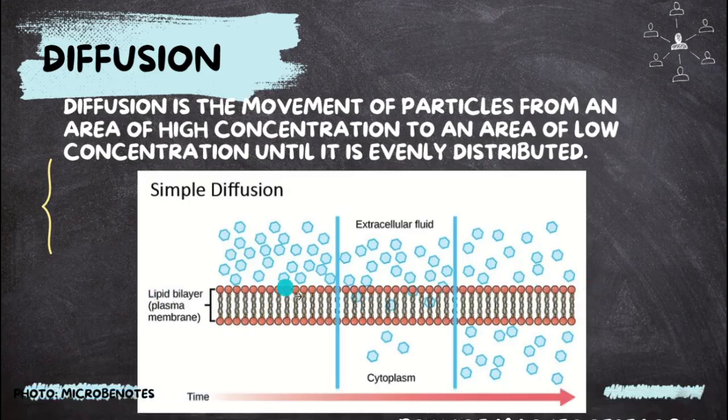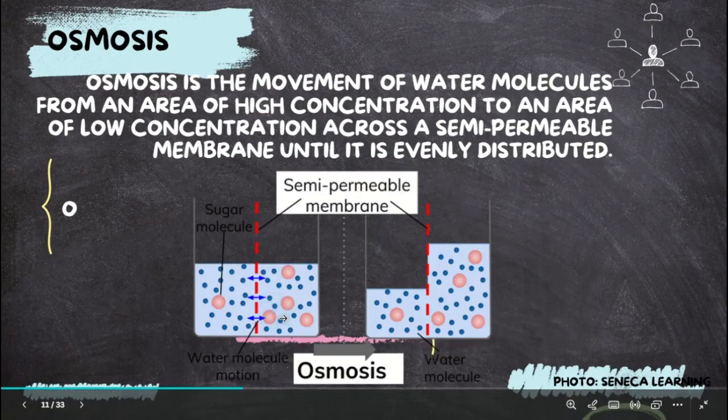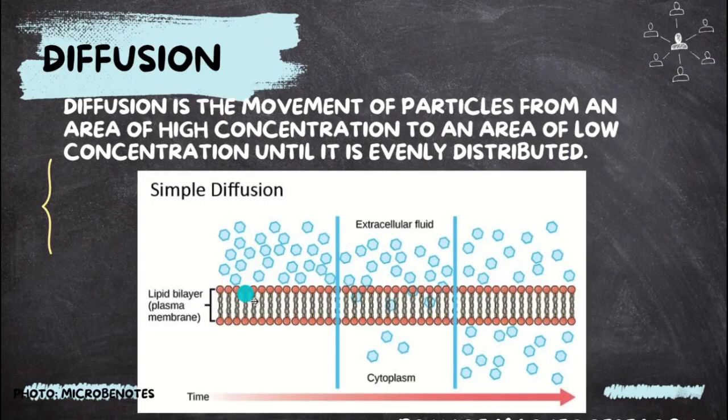So this right here is our cell membrane. The word plasma membrane is the same thing as cell membrane. So what we have here is the cell membrane, and these are the heads and these are the tails.